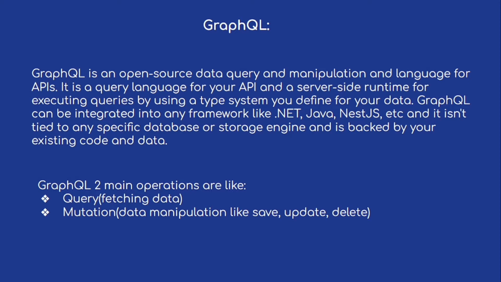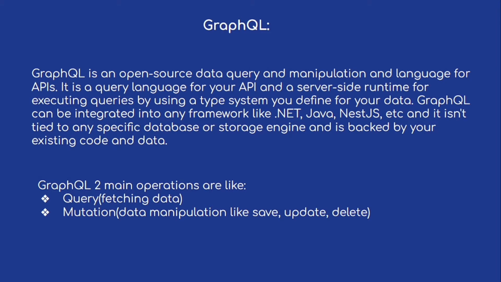GraphQL can be integrated into any framework like .NET, Java, Nest.js, etc. It isn't tied to any specific database or storage engine and is backed by your existing code and data. Okay, so GraphQL mainly involves two operations: query, which is for fetching the data, and mutation, which is for data manipulation like save, update, and delete operations that happen at the server.